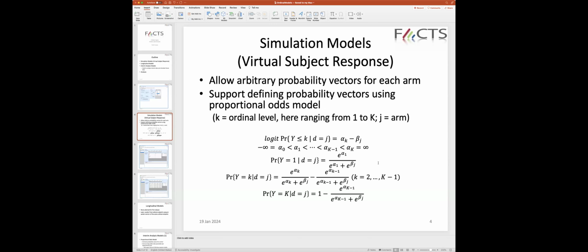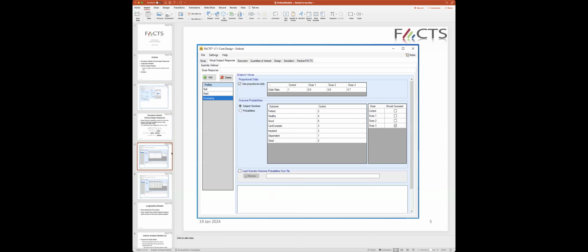Let's see, what do I want to say about the equations here? We have some parameters called alpha, which define the logits of the cumulative probabilities for the control arm. And then each arm has its own parameter called beta, which perturbs the control values.